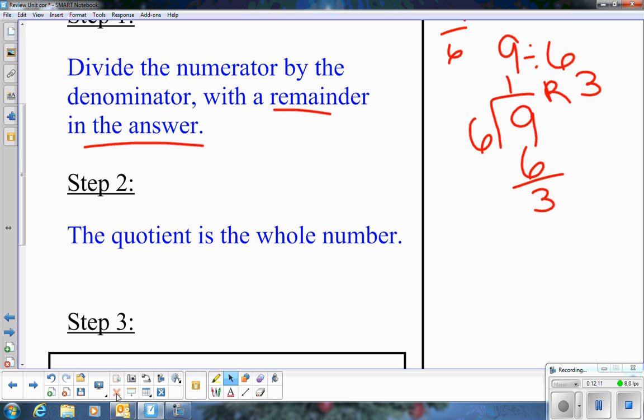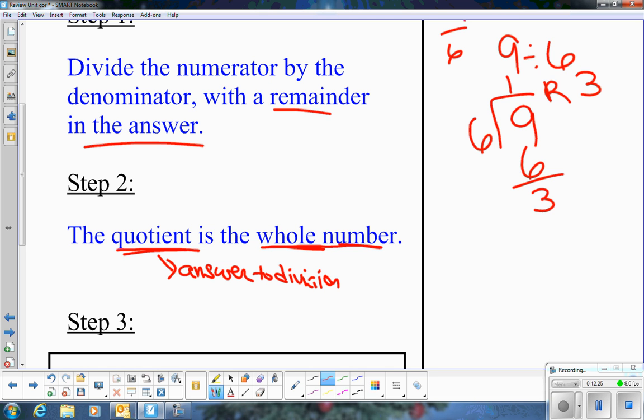Step 2. The quotient, which is the answer to a division, which you need to know, is our whole number. Remember, a mixed number has a whole number plus a fraction. So the quotient, this 1 right here, becomes my whole number. Basically saying I have so-and-so many wholes. 9 can be divided out into 1 whole with 3 left over.